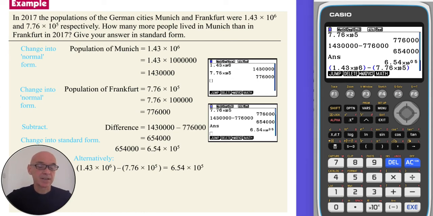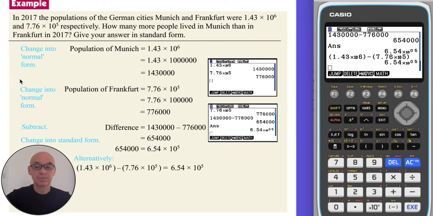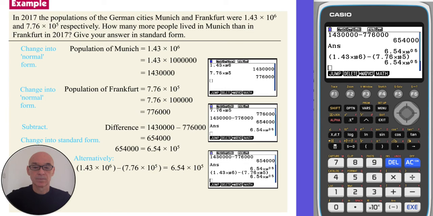And since the calculator is in scientific mode, when I press Execute, the answer will be displayed in standard form. So in 2017, 6.54 times 10 to the power 5 more people lived in Munich than in Frankfurt.